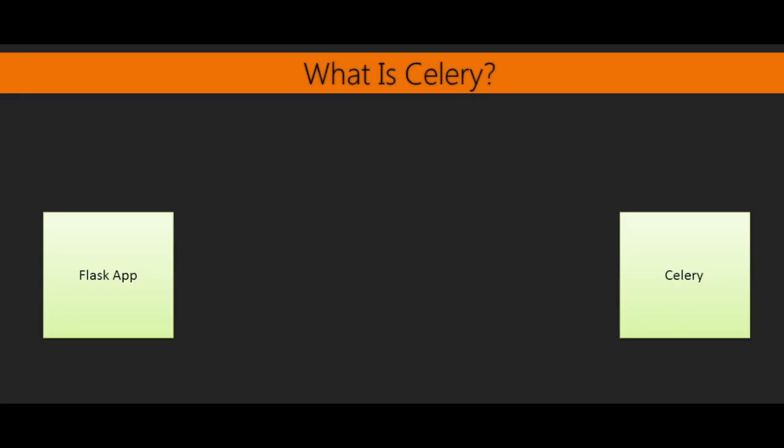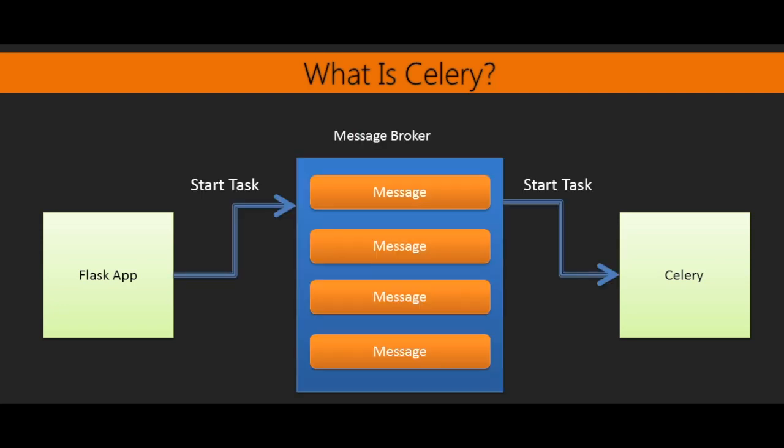Celery is an asynchronous task queue written in Python. Celery runs tasks, which are user-defined functions, concurrently, meaning multiple at once, through the Python multiprocessing library. Celery receives messages that tell it to start a task from a message broker, which is usually a message queue.